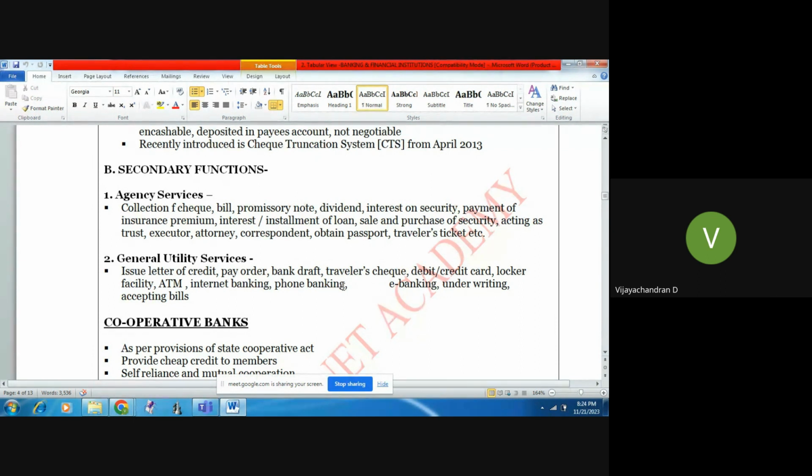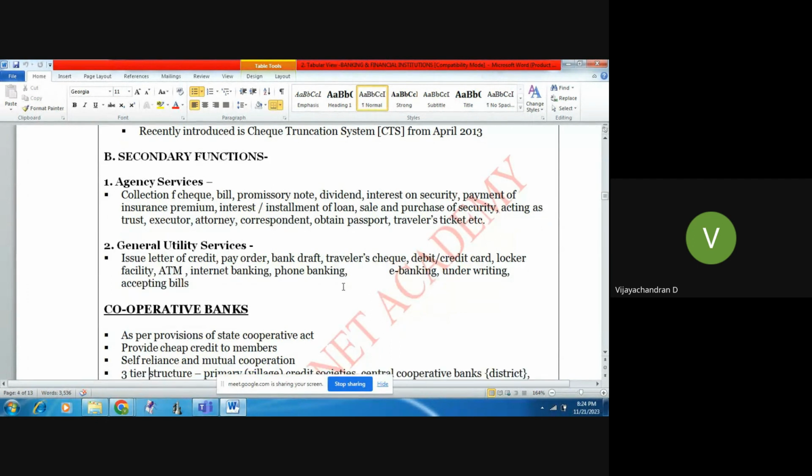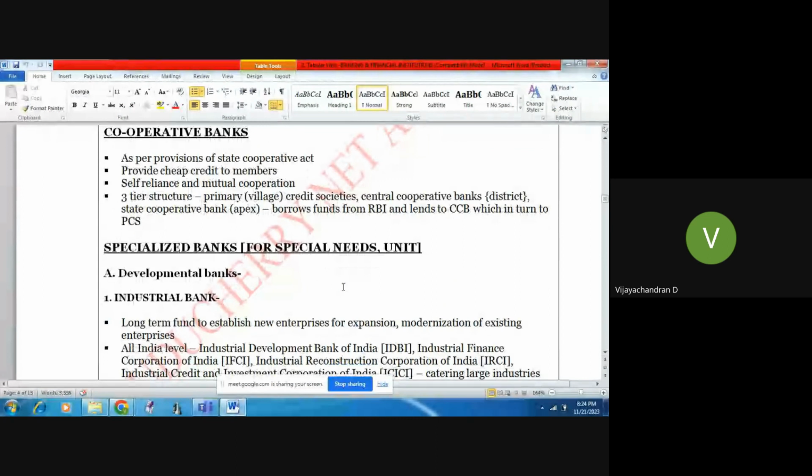Now utility service. Utility service: letter of credit, bank draft, travelers check, e-banking, internet banking, ATM service, all are coming under utility service. Cooperative banks, I told, have three tiers. The banks functioning at the village level are called primary credit societies. Those working at the district level are known as central banks. Those working at the state level are known as apex banks. So there are three tiers in the cooperative banks.